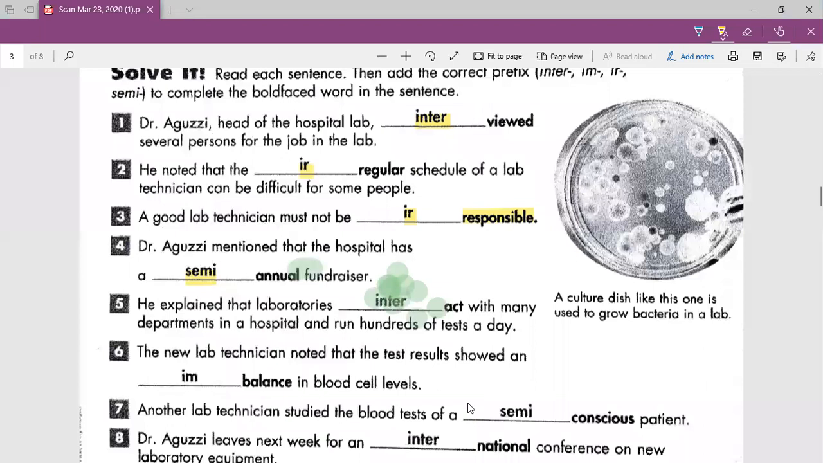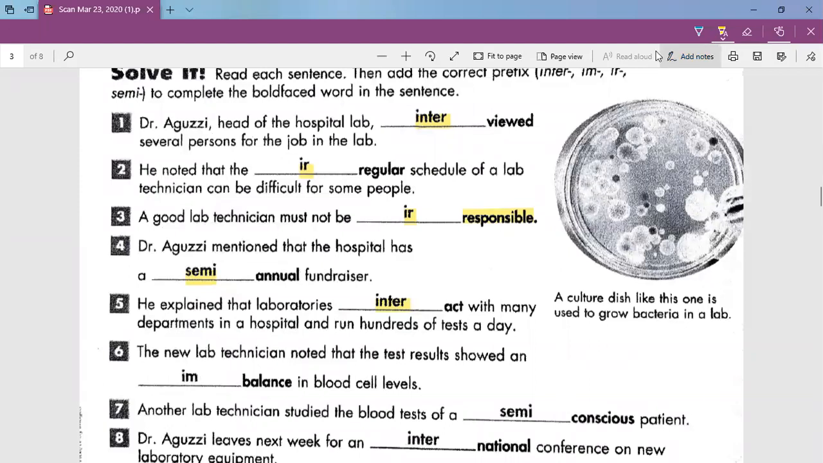Okay, Loani, go ahead and read the next one. "He explained that the laboratory interacts with many departments in a hospital and runs hundreds of tests a day." Excellent. So it's going to be inter for interact. All right, very good. Thank you very much. Then it says number 6, "The new lab technician noted that the test results showed an imbalance in blood cell levels."